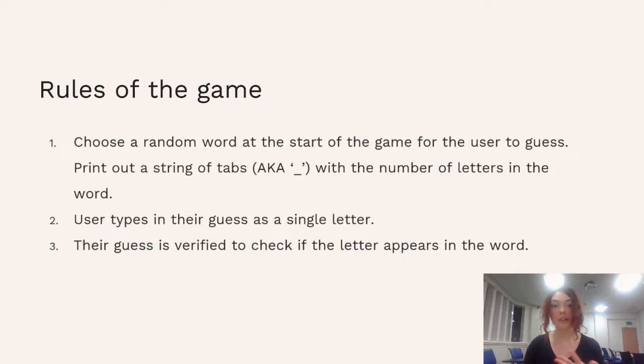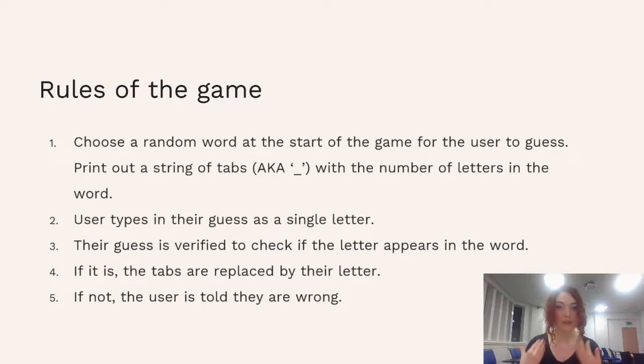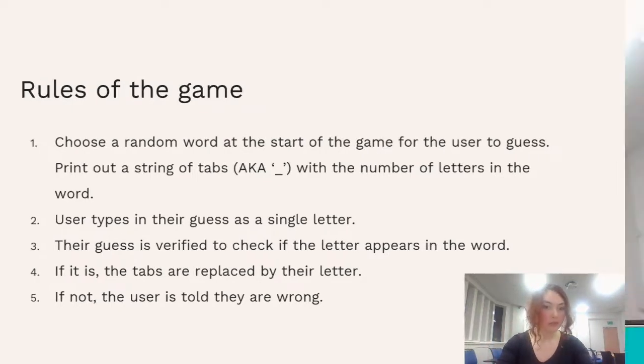The guess is then verified to check if the letter actually appears in the word. You should start here to see some of the data structures and keywords that you might want to use. If it is correct, then the tabs are replaced by the letter, and if it's not, the user is told they are wrong. Obviously, you can add a bit more to this. You could add a score element. You could add an actual hangman made out of text or whatever. You could make this very complicated, but I've decided to keep it simple for now. So I will show you a demonstration of how you could make a hangman game.